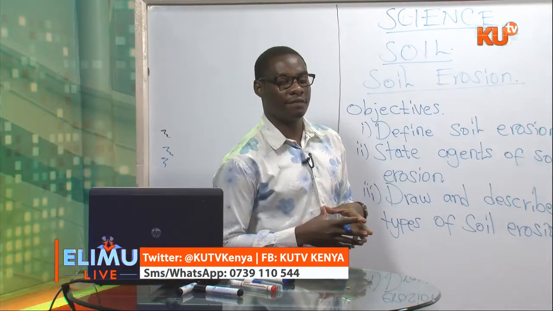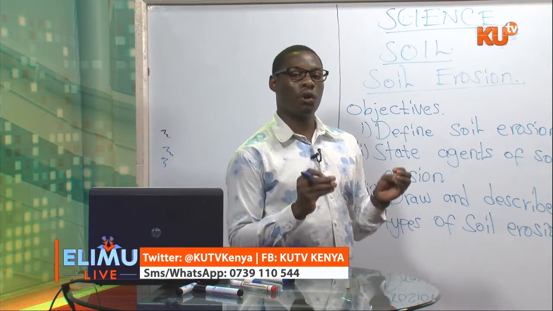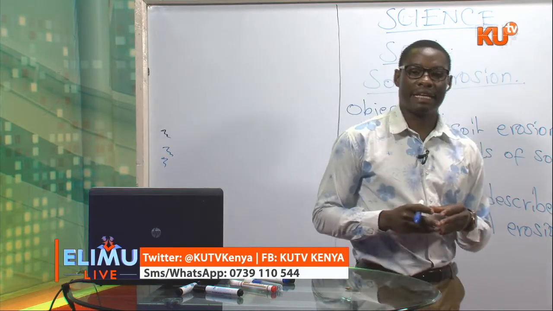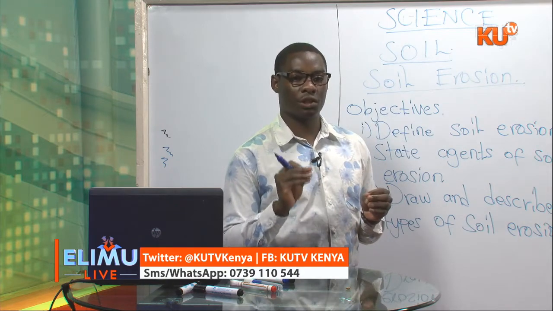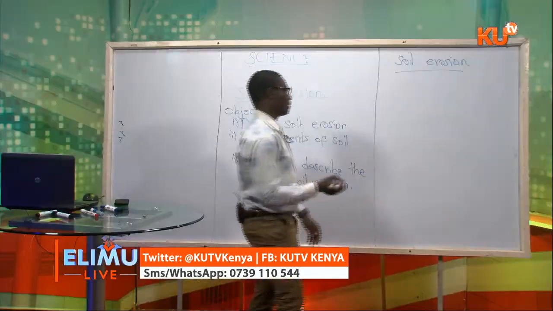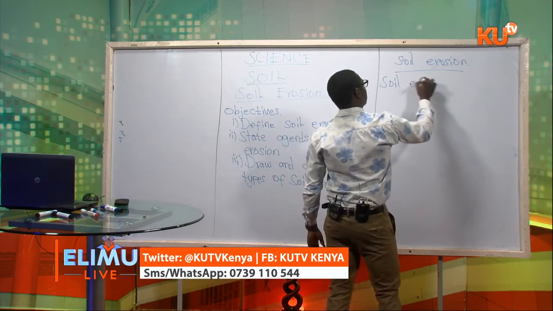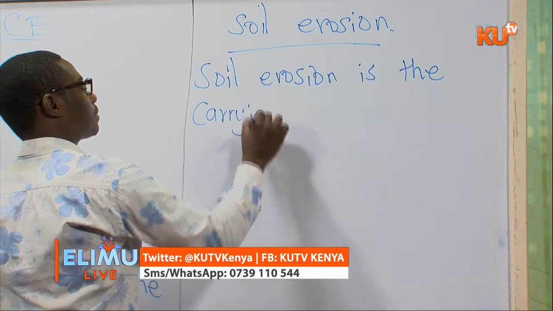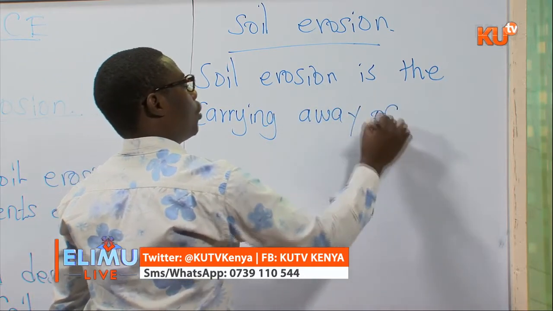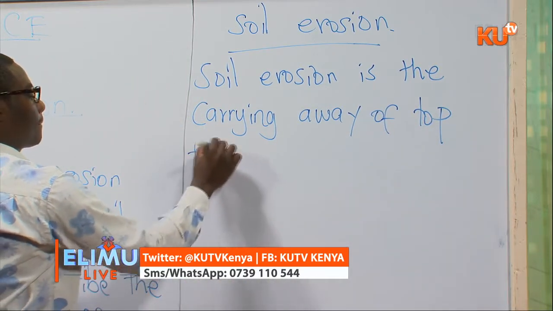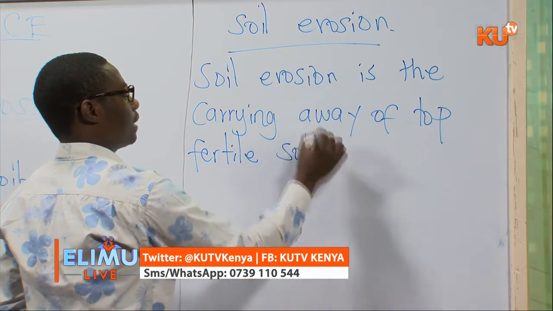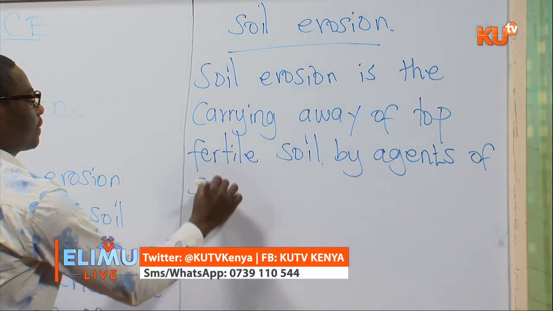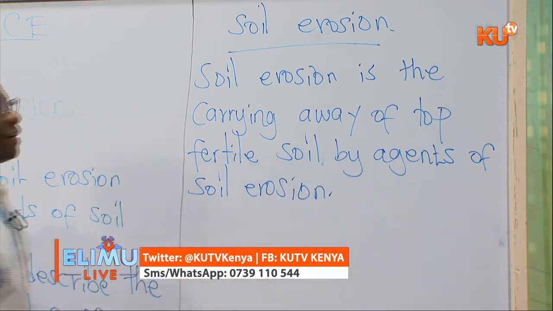Now, soil erosion can be defined as the carrying away of top fertile soil by agents of soil erosion. Let me repeat. Soil erosion is the carrying away of top fertile soil by agents of soil erosion. So let me write. Soil erosion is the carrying away of top fertile soil by agents of soil erosion.